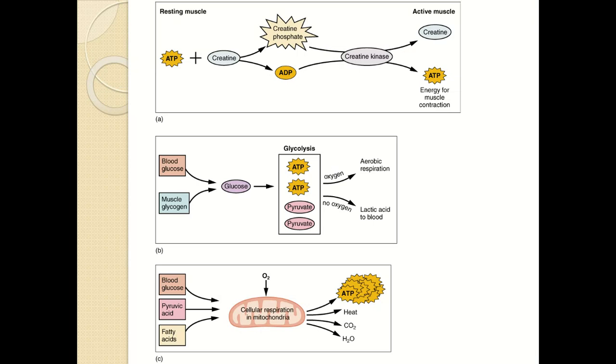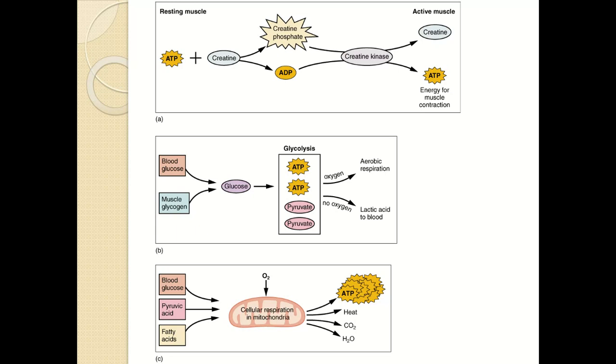All right, so here are the different pathways shown visually that we just talked about. The first one is showing you, in a resting muscle, how ATP and creatine bond together to form creatine phosphate. Creatine phosphate stores that energy from that ATP while the muscle is at rest. When your muscle becomes active, that creatine phosphate is then used with an enzyme called creatine kinase to produce ATPs. So basically, you're storing the energy from ATP while your muscle's at rest so that it has more energy for when it's active.